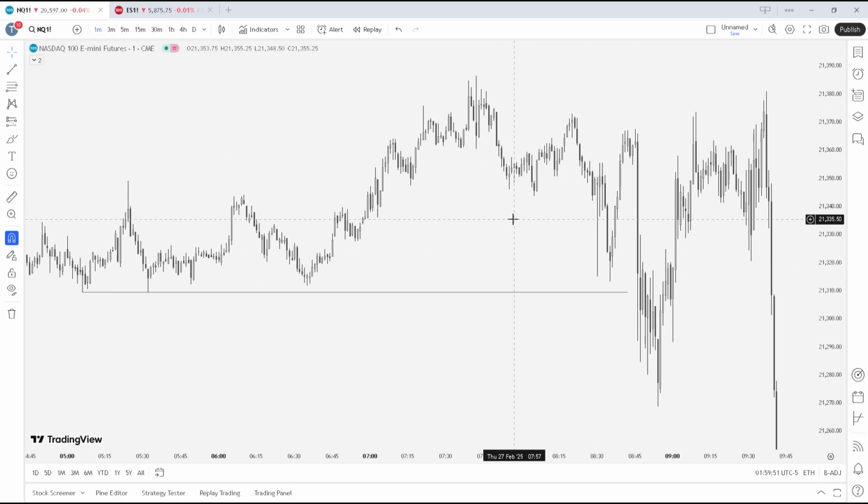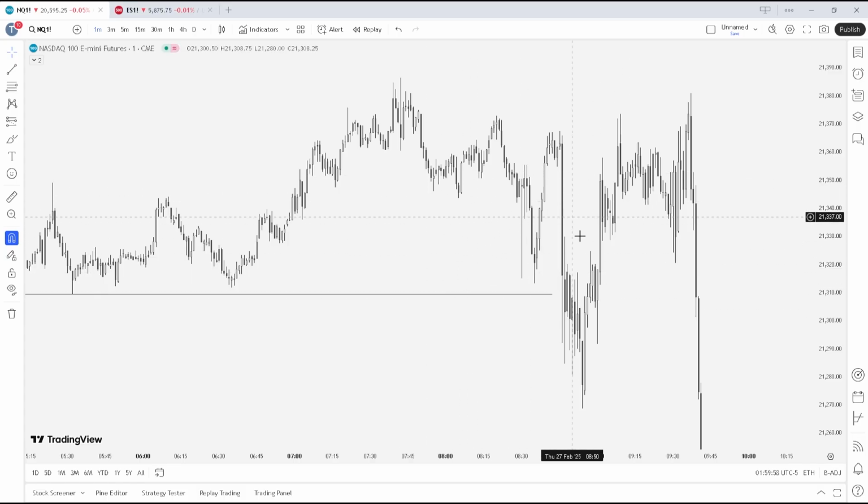So where can we expect a good draw on liquidity? These equal lows are a good draw on liquidity level. So right here, you can see price came up and then instantly displaced lower towards these equal lows, right? Once we swept them, you can see how we wicked back up, right?